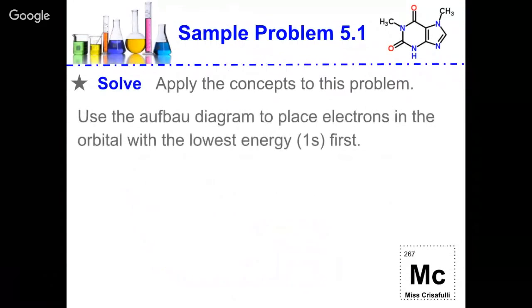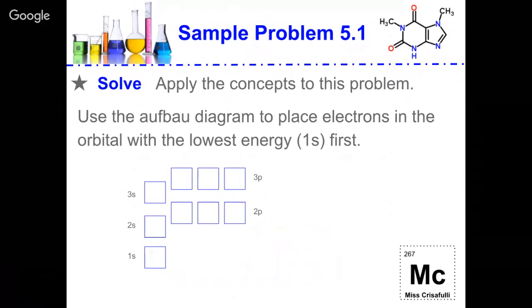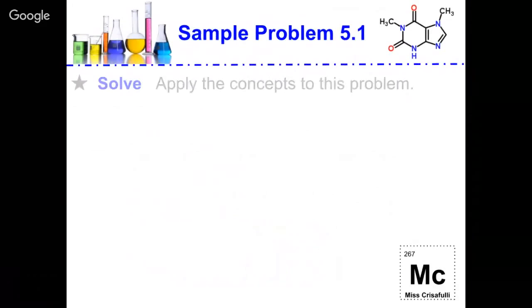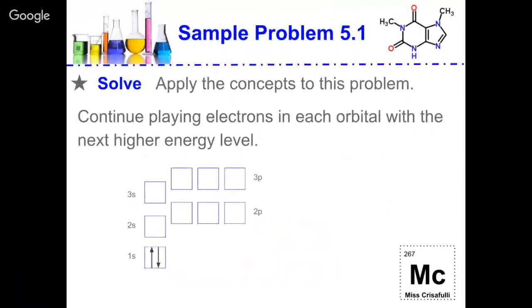So let's solve. We're going to use the Aufbau diagram to place electrons in the lowest energy, 1s, first. So we have to put 2 in there. Remember, we started off with 15 and now we have to place 13 more. So in order to place 13 more, we've got to continue filling. So we have 2, 3, 4, 5, 6, 7. Make sure you're paying attention to how I'm filling these in. So we're at 7, 8, 9, 10, 11, 12, 13, 14, 15. So we've placed all of our electrons.